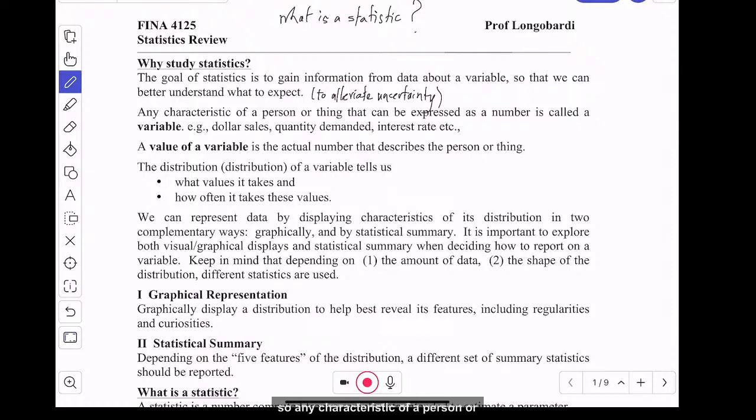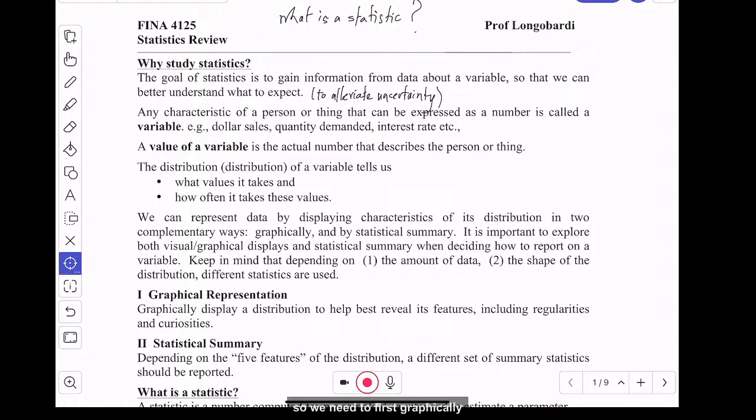So any characteristic of a person or thing that can be expressed as a number is called a variable. So dollar sales, quantity demanded, interest rates, those are all variables. The value of a variable is the actual number that describes the person or the thing. When we have data, we like to display the data first in a graphical representation, and that graph reveals what values the variable takes and how often it takes those values. And this is for a sample, or even if we have all the population data, we would do something like this.